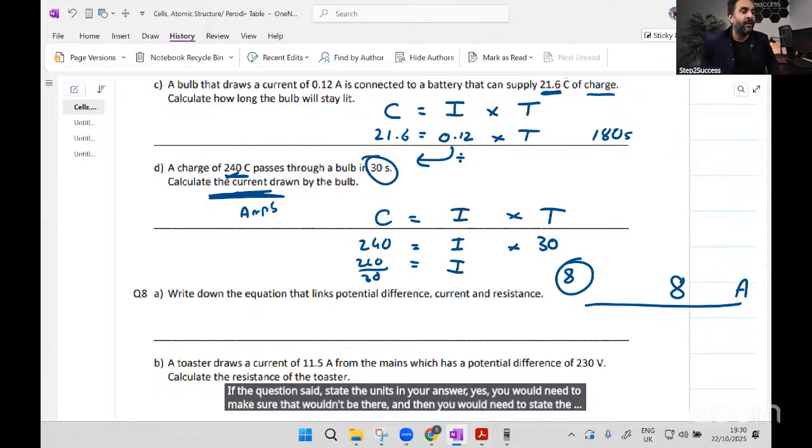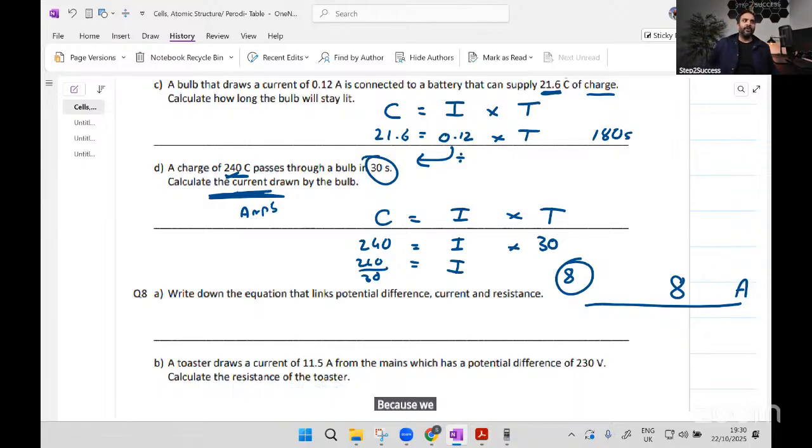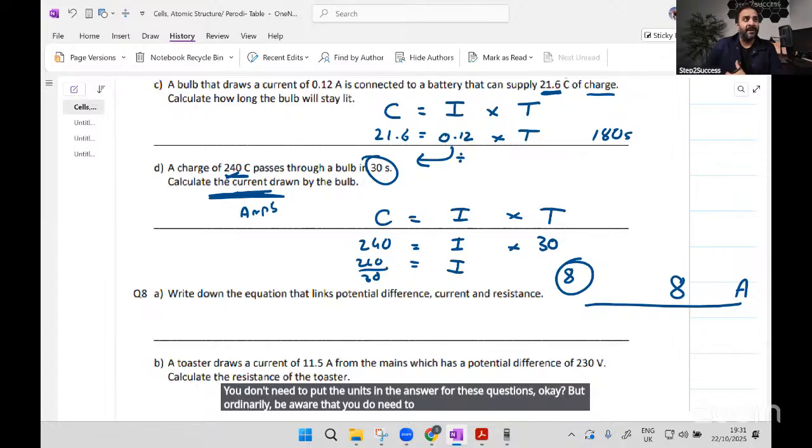For the purposes of this homework, because we are focusing more on you just using equations and rearranging them, you don't need to put the units in the answer for these questions, okay? But ordinarily, be aware that you do need to know the units for most of these things, that time is in seconds, current is in amps, and all of that stuff.